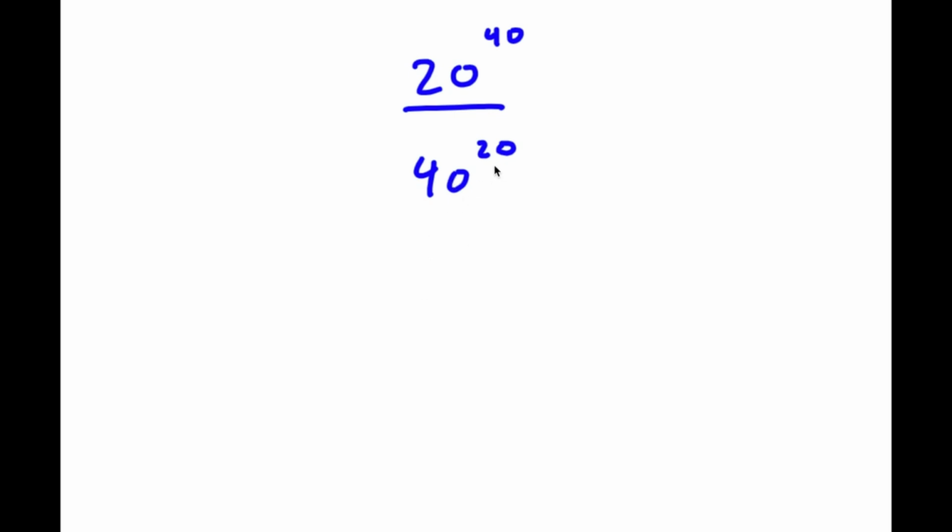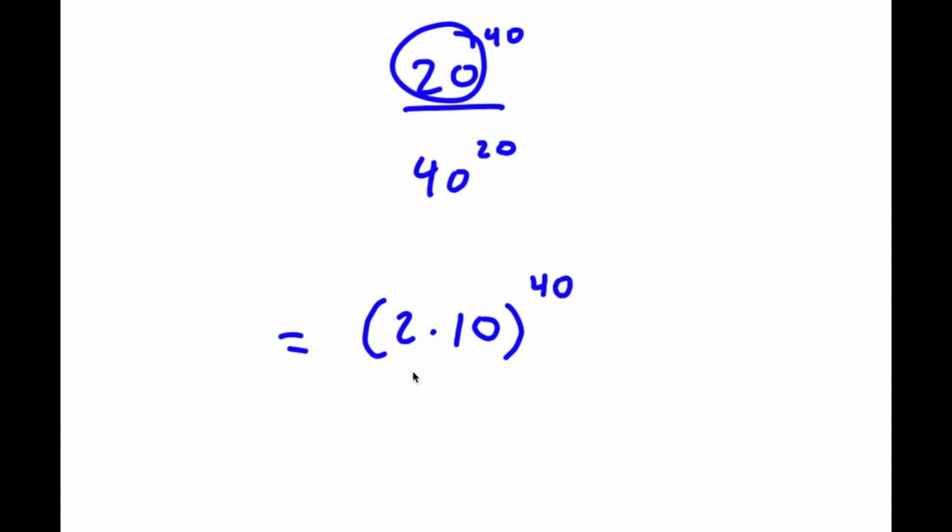Alright, so in this problem, I have 20 to the power of 40 over 40 to the power of 20. So to start, I'm going to rewrite 20 here as 2 times 10. So I have 2 times 10 to the power of 40 over 40, I'm going to rewrite as 4 times 10. So over 4 times 10 to the power of 20.